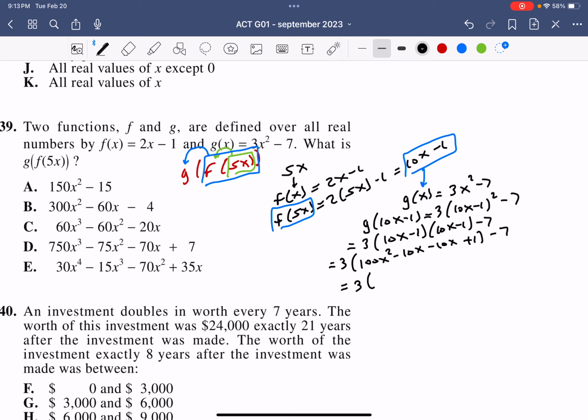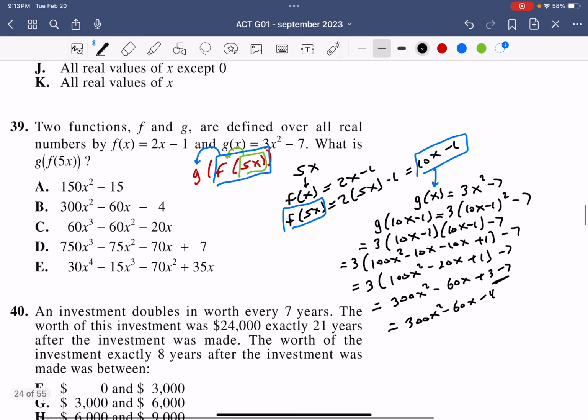So now I have 3 times 100x squared minus 20x plus 1 minus 7. And then we need to distribute this 3 all the way through the parentheses. So I'm going to have 300x squared minus 60x plus 3 minus 7. And we have to simplify that last part. So our final answer is 300x squared minus 60x minus 4. So our answer for this one is going to be B.